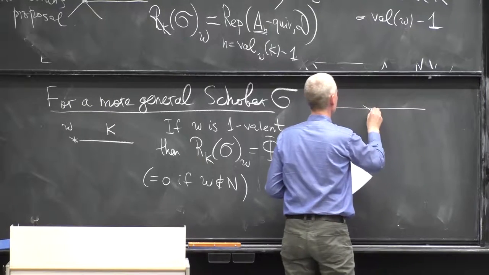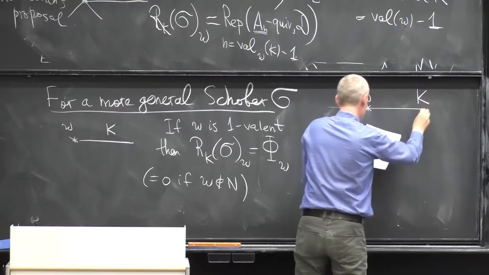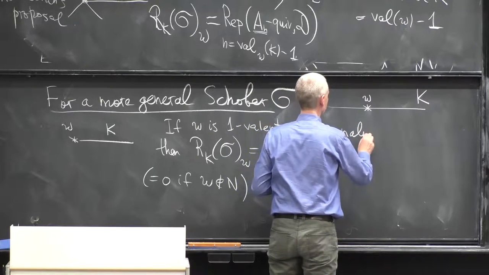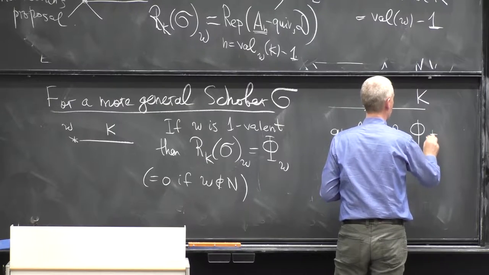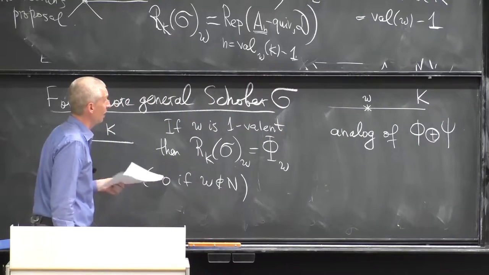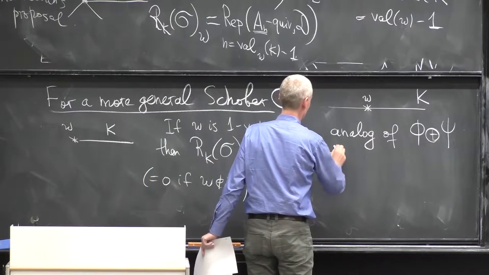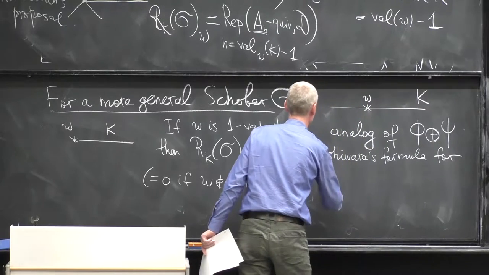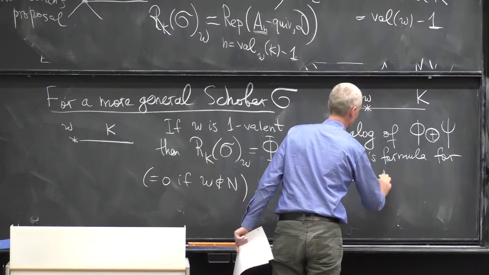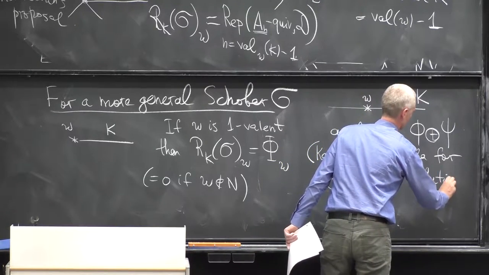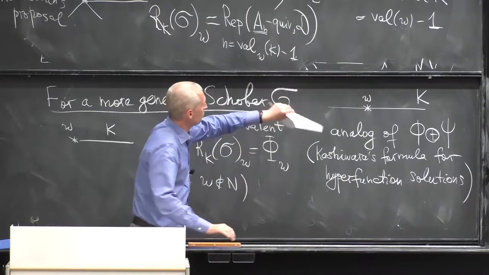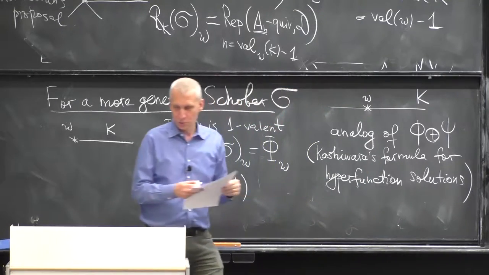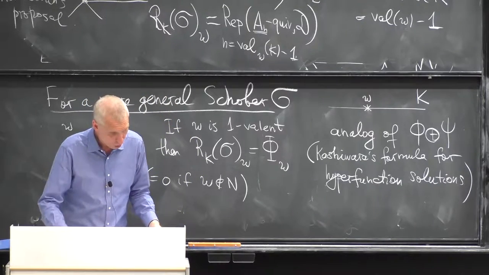Now, already in this case, it's kind of interesting. Suppose W is this, and suppose K passes here. Then, by analogy with perverse sheaves, it should be kind of an analog of the direct sum, phi plus psi. This corresponds to Kashiwara's formula for hyperfunction solutions. However, already in the case of perverse sheaves, it's not exactly phi plus psi. It can be identified, but not in a very canonical way. So let me explain what's going on here.